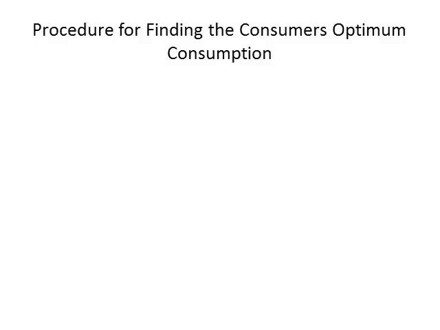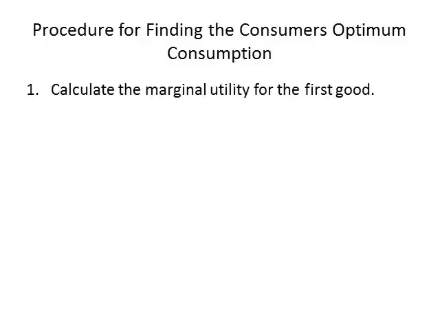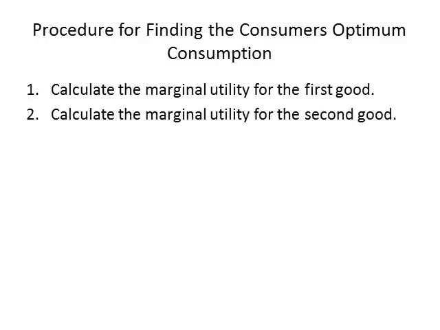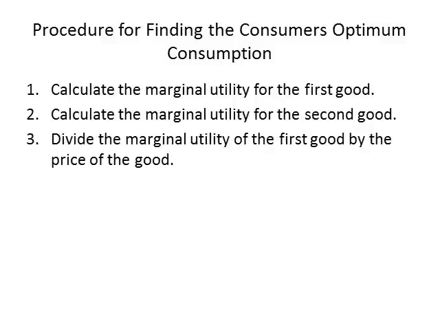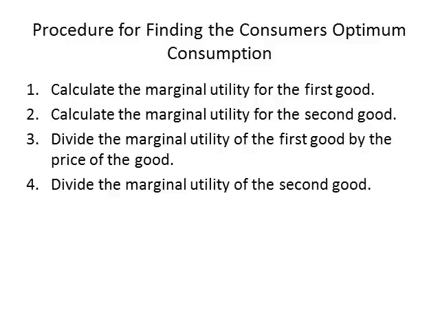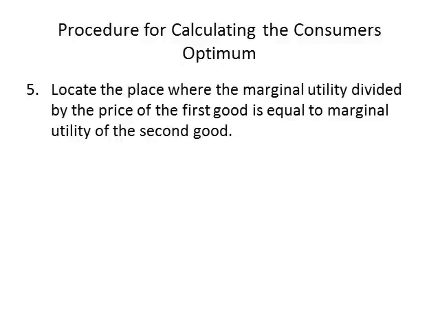The procedure for finding the consumer optimal level of consumption is: one, calculate the marginal utility for the first good; two, calculate the marginal utility for the second good; three, divide the marginal utility of the first good by the price of the first good; four, divide the marginal utility of the second good by the price of the second good; five, locate the place where the marginal utility of the first good divided by the price of the first good is equal to the marginal utility of the second good divided by the price of the second good.